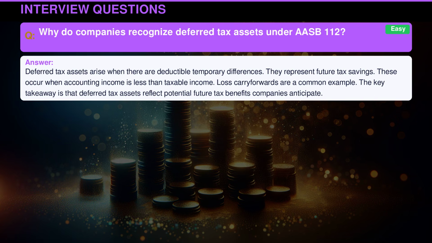Deferred tax assets arise when there are deductible temporary differences. They represent future tax savings. These occur when accounting income is less than taxable income. Loss carryforwards are a common example. The key takeaway is that deferred tax assets reflect potential future tax benefits companies anticipate.